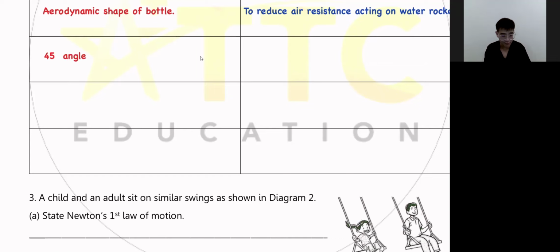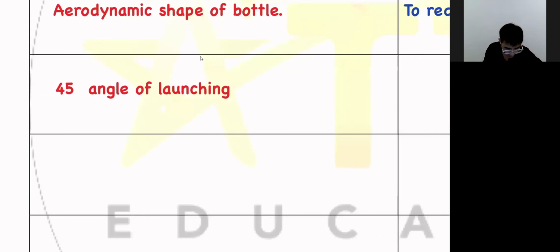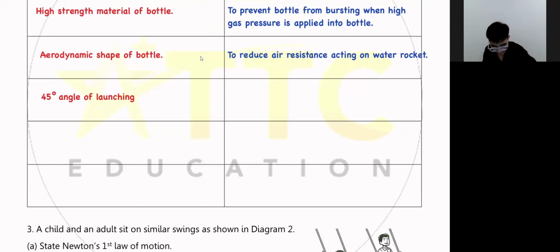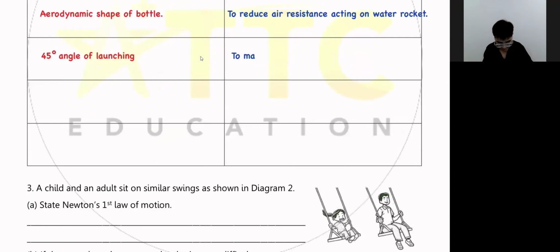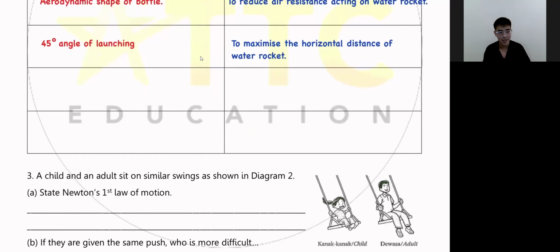Okay. So for this one, just write 45 degree. Remember to write the unit, degree. Yeah, so 45 degree angle of launching. So when you launch the water rocket, you want to launch it at 45 degree. And again, it's because you want to maximize the horizontal distance of the water rocket. Okay, clear?